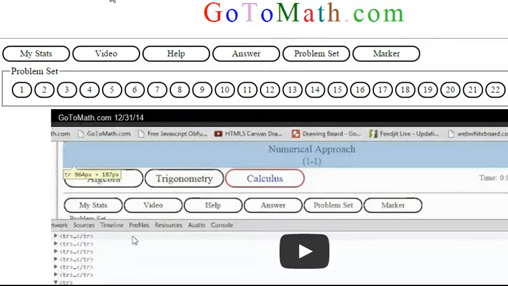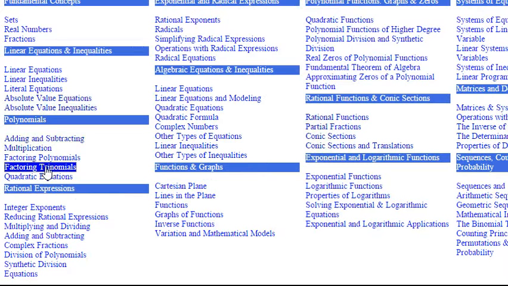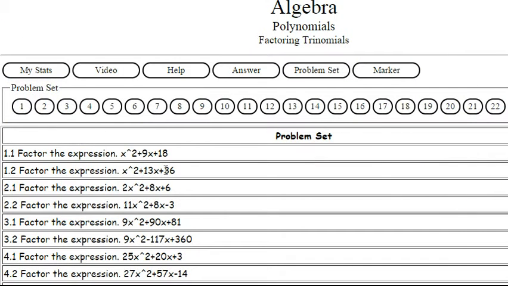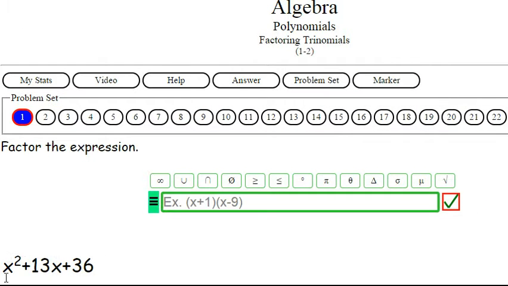Hey, we're over here at gotomath.com. Click on the algebra. Let's go down to factoring trinomials, and we're looking at 1.2. So we have x squared plus 13x plus 36. Let's factor the expression.